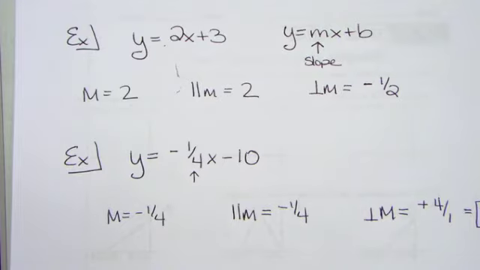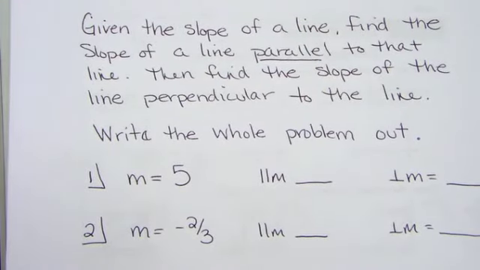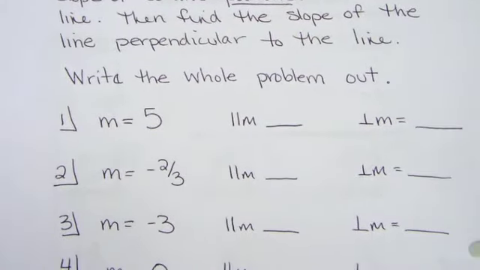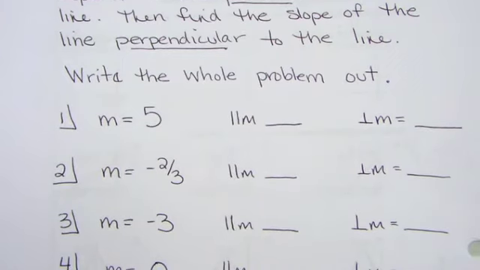Okay, I would like you now to do a few examples on your own. This first set of examples, I'm giving you the slope of a line, and I want you to find the slope of a line parallel to that line, and then find the slope of a line perpendicular to that line. I want you to write the whole problem out as it is seen here and answer it. Feel free to hit pause at any time.